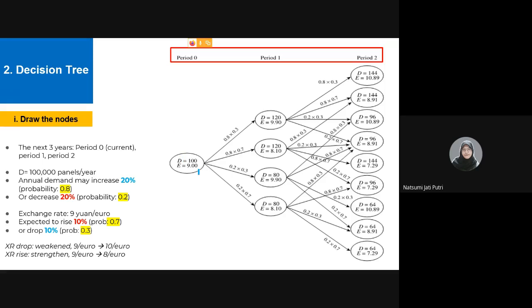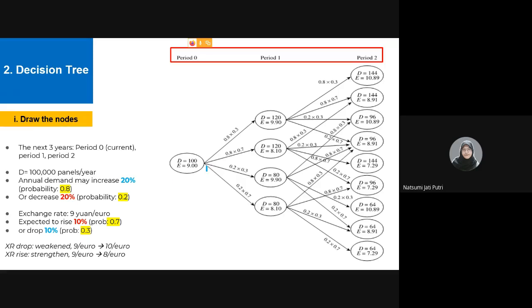Next, we need to draw the decision tree like here. So the first step is we draw the nodes in period 1, which is the current year. So it has only one node with the demand equals 100. It is actually in thousand, but we just simplify it. And the exchange rate is 9. The period 0 done.